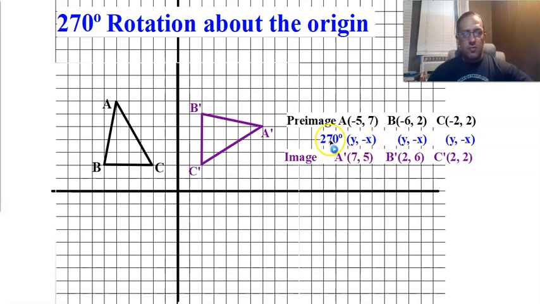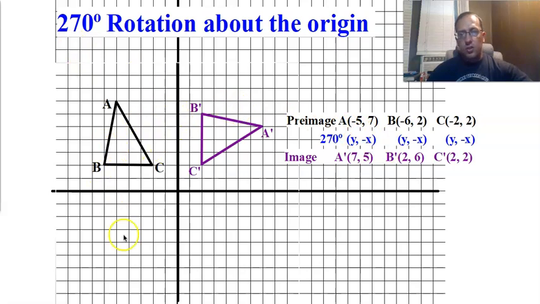(y, -x). So for a 270-degree rotation, we just take the y value, move it to the front, and the x value moves to the back and changes sign. Okay, very, very similar to the 90-degree rotation, right? So you have to be very careful with those. It's easy to get those mixed up. So pay very close attention to these rotation rules. They're all very similar, easy to get mixed up. I strongly suggest writing them down.